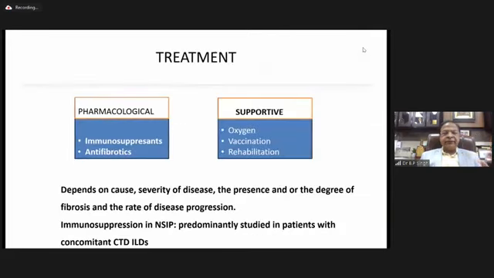How are you going to treat them? There are two types of treatment, pharmacological and supportive. In the pharmacological treatment, immunosuppressants and antifibrotics are the mainstay of therapy. In the supportive, you all know: oxygen, vaccination, and rehabilitation. It depends on the cause, severity of the disease, presence or degree of fibrosis, and the rate of disease progression. Immunosuppression in NSIP is predominantly studied in patients with concomitant CTD-ILD.